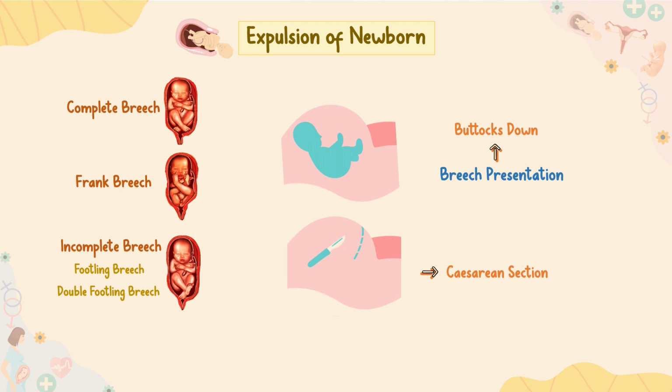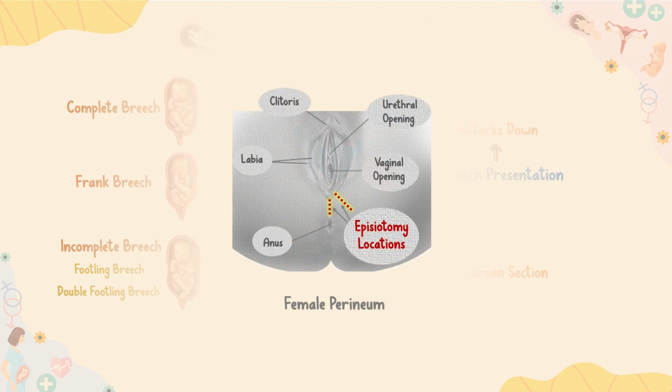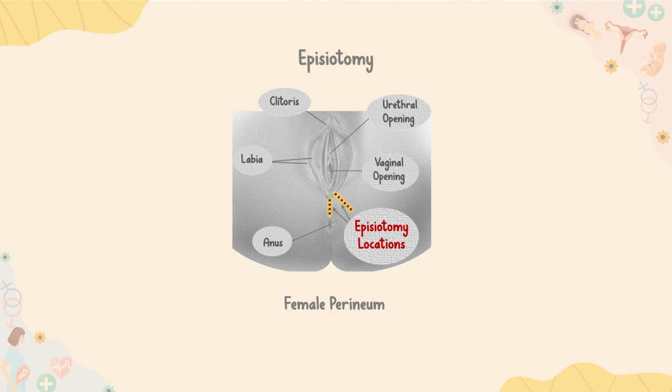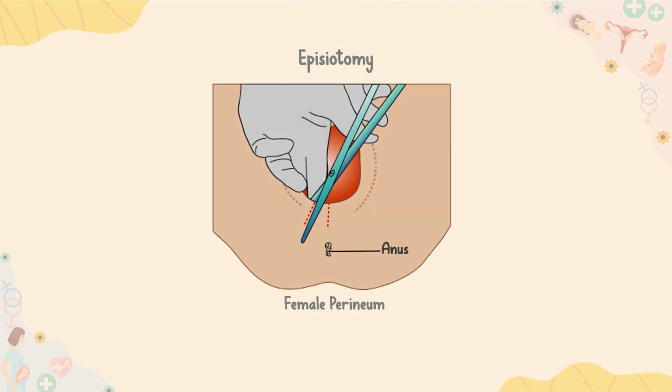Well, the vaginal birth is associated with significant stretching of the vaginal canal, the cervix, and the perineum. Usually, the birth canal is very narrow. So, in order to facilitate the passage of the head, a surgical incision is sometimes made in the posterior vaginal wall and perineum to enlarge the vaginal opening temporarily. This is known as episiotomy.